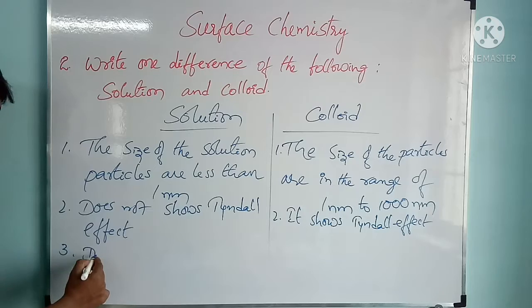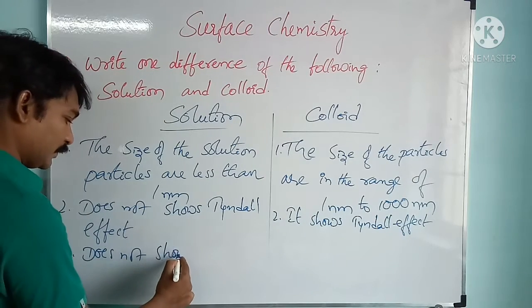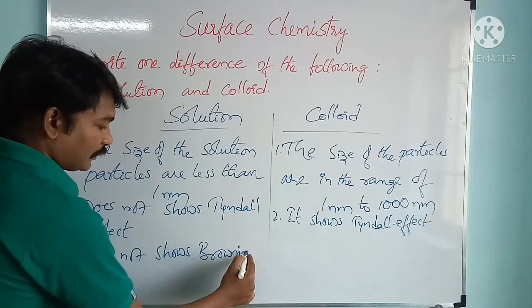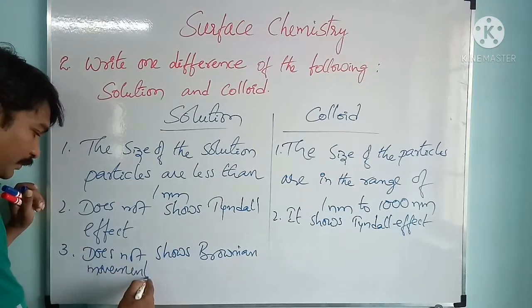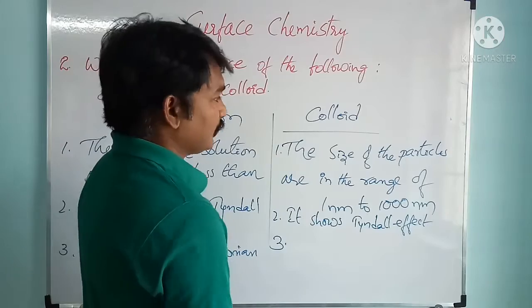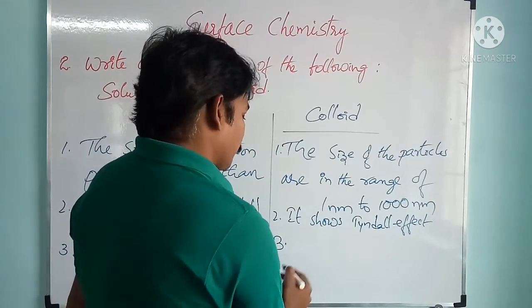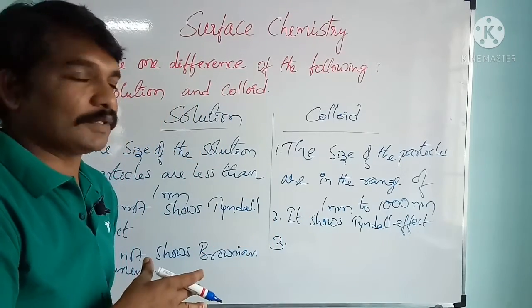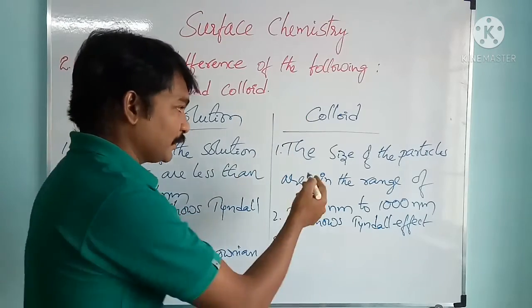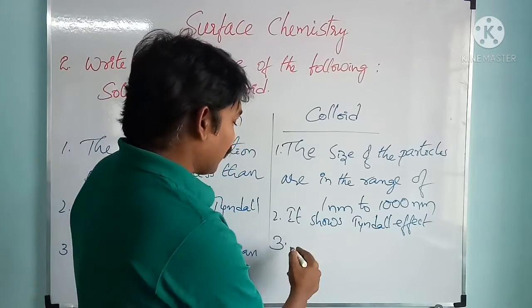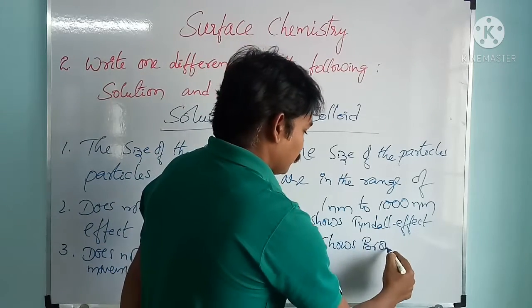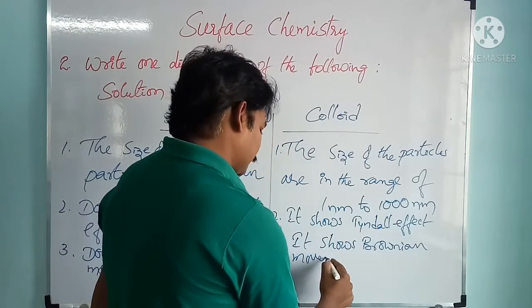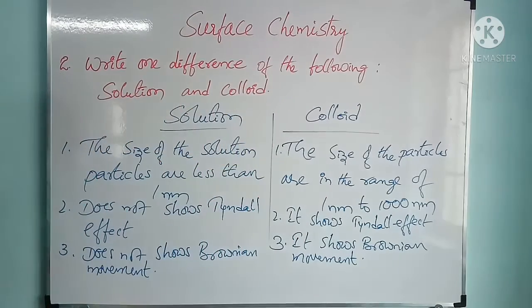And one more difference: a solution does not show Brownian movement. The particles of a solution do not show Brownian movement, whereas the particles of a colloidal solution show Brownian movement. We are using the term colloidal solution, but actually it is not a true solution. Solutions are true solutions. These are not true solutions because there is a difference in the size of the particles. Don't get confused. Please note down the differences. They are asking one difference, but learn two more. Nothing wrong in it. Please note down this one.